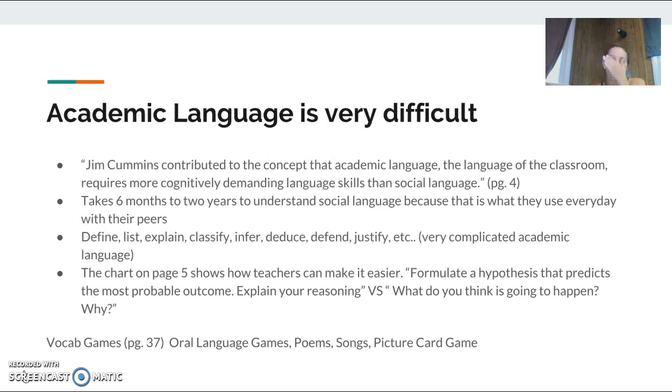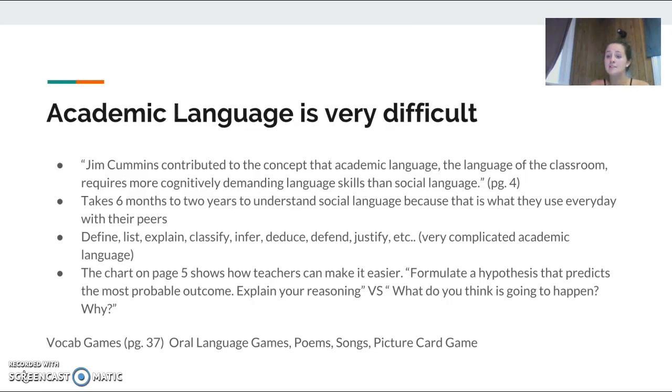Something that I saw that I hadn't thought about before from the 120 strategies is how difficult academic language is for students. This is a quote I took from page 4. Jim Cummins contributed to the concept that academic language, the language of the classroom, requires more cognitively demanding language skills than social language. They also said that it takes 6 months to 2 years to understand social language, because you use it every single day with your peers, in daily life, and everything like that. So you're going to get that before your academic language.